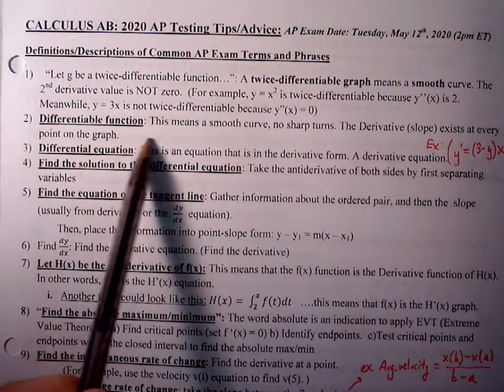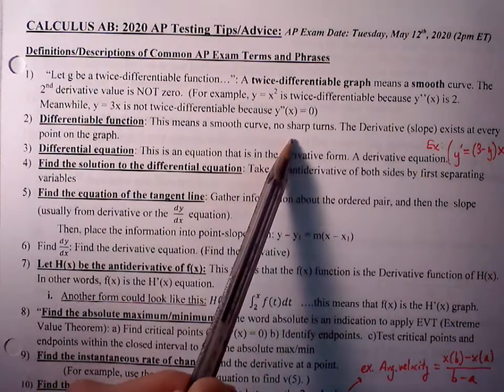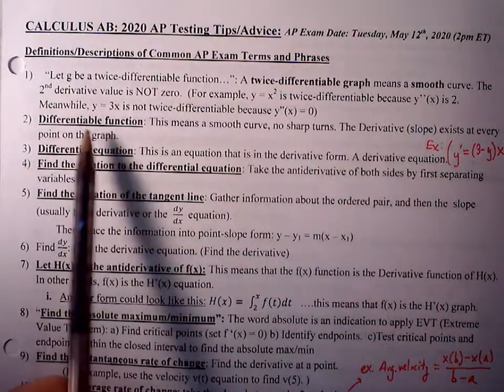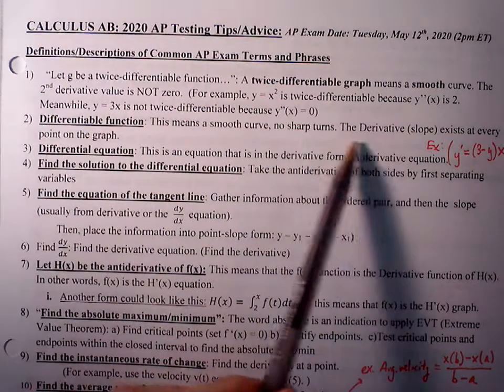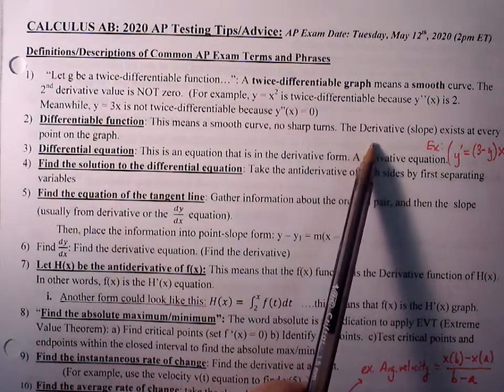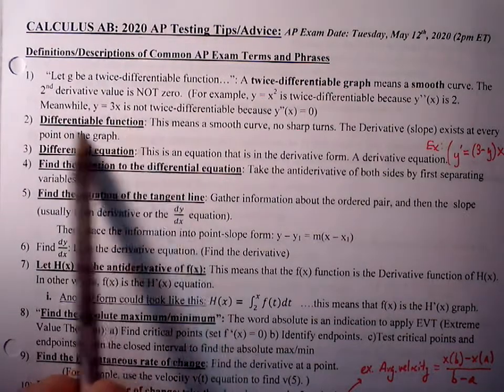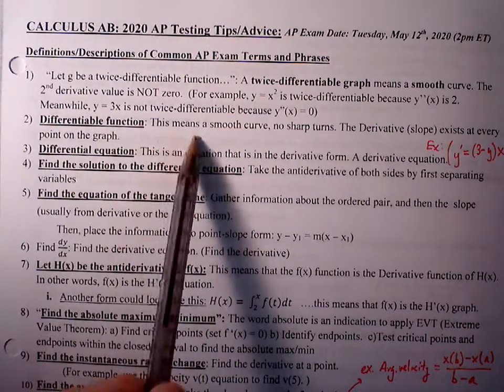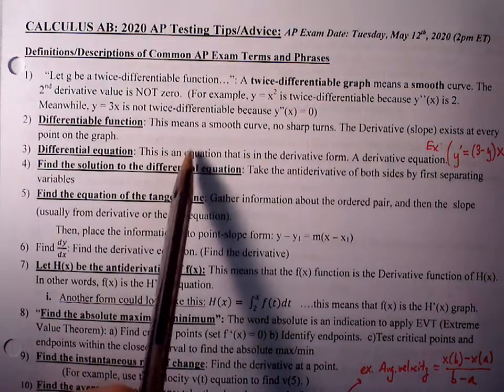A differentiable function is a smooth curve with no sharp turns. That just means that our derivative is going to exist at every point on the graph, and there's not going to be any sharp turns like the absolute value function.